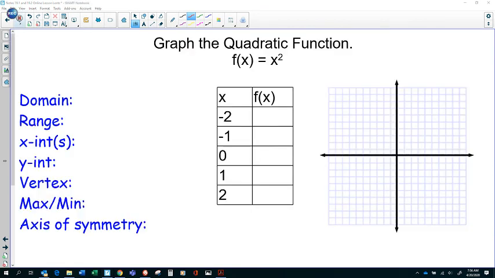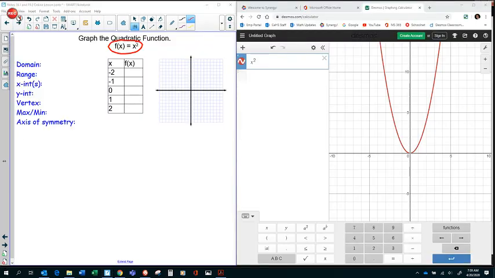And now to graph quadratic functions, we're going to start with this, which is called the parent function. Okay, f of x equals x squared. I'll explain that a little more in a moment, but for right now, go ahead and open up Desmos on your computer or on your phone.